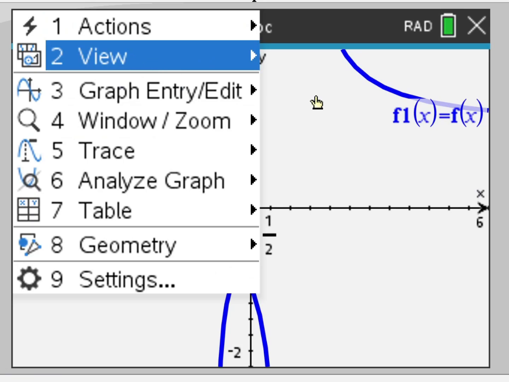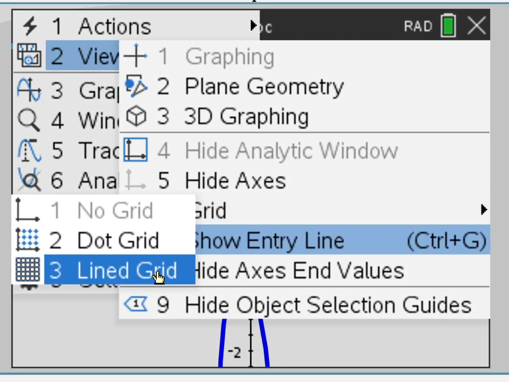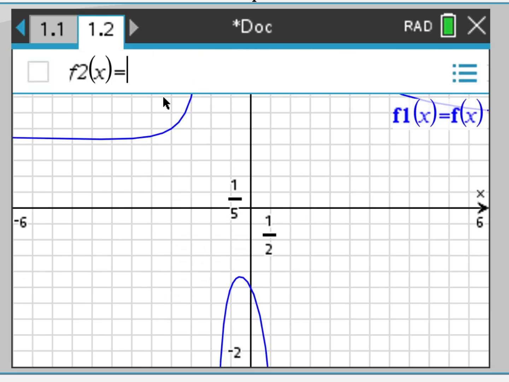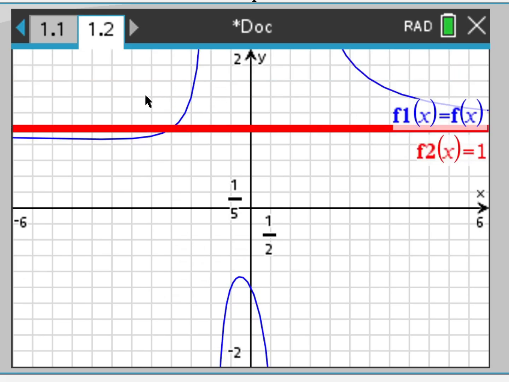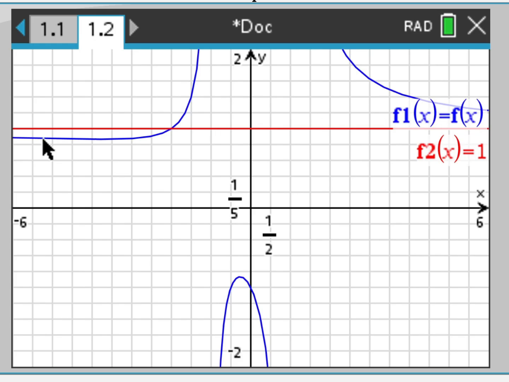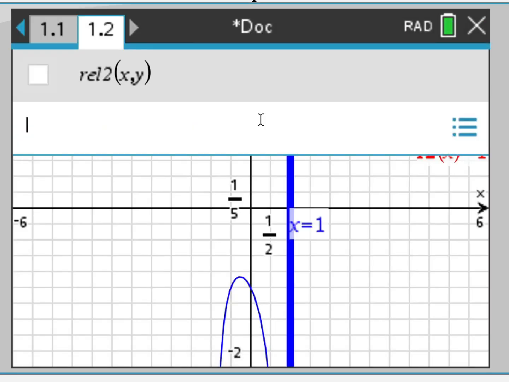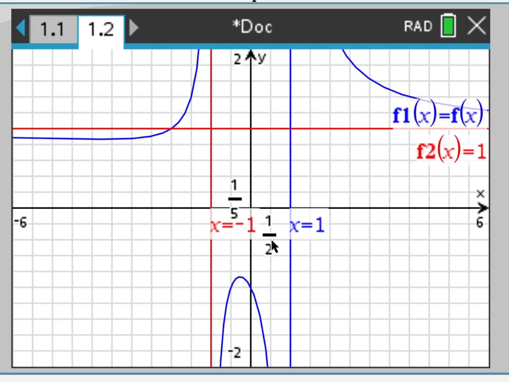Go menu, view. And I'm also going to make the grid look like that. This is how my actual graph looks like. Perfect. And don't forget, there's y equals 1, like the asymptote, and of course the other asymptotes, which are x equals 1, x equals negative 1. These are also asymptotes. So it actually looks like this, basically. You want to just copy and paste this, basically, in your table.